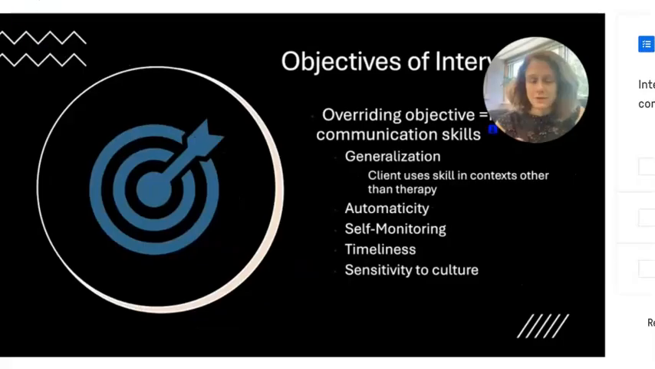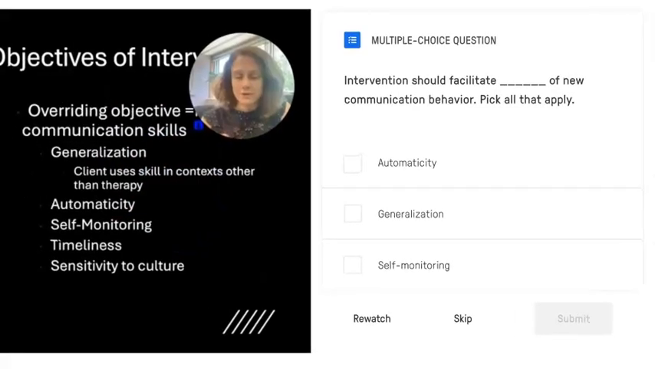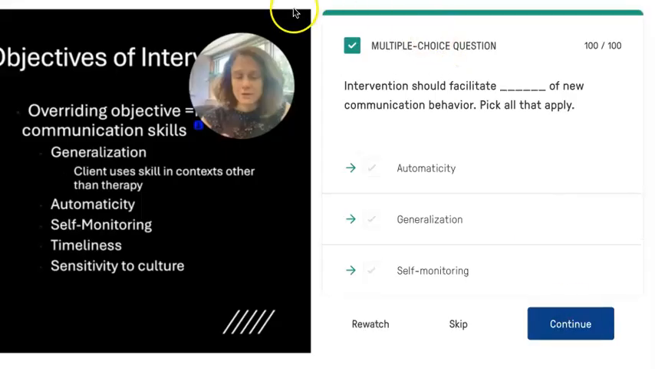All right. So intervention should facilitate blank of new communication behavior. I think we know that it is all of these things, right? Automaticity, generalization. We want to take skills and use them in multiple contexts or across multiple tasks. I want to be able to pronounce my R's in a word, but if I was working on them in words, eventually I'd hope to be able to produce them clearly in conversation, right?